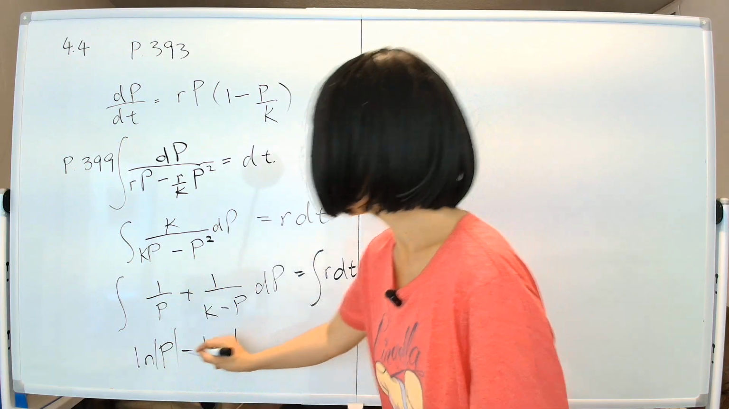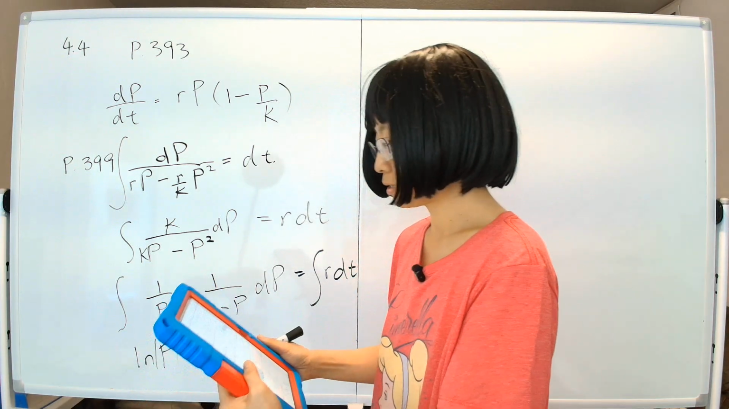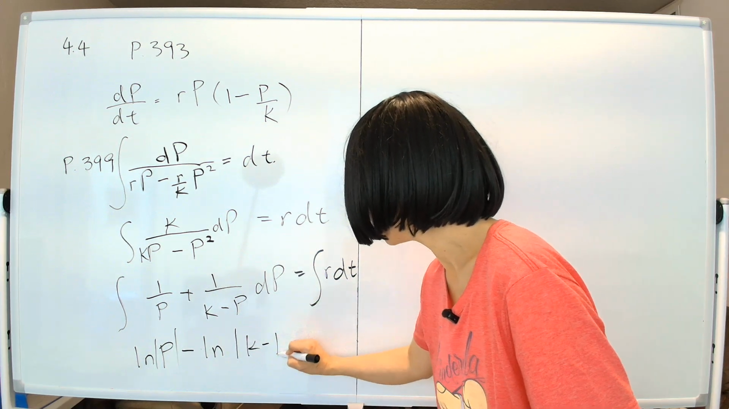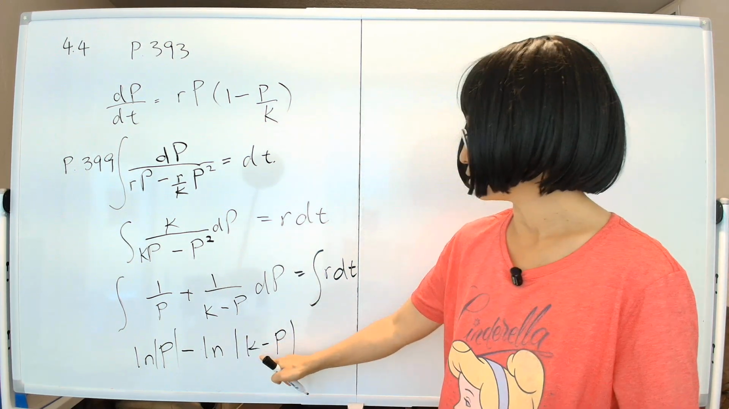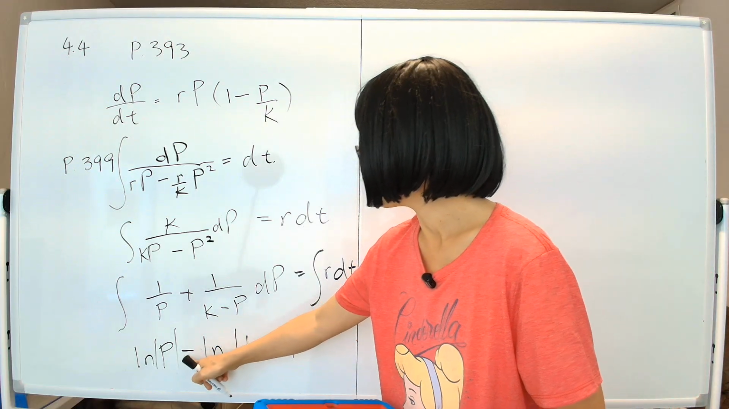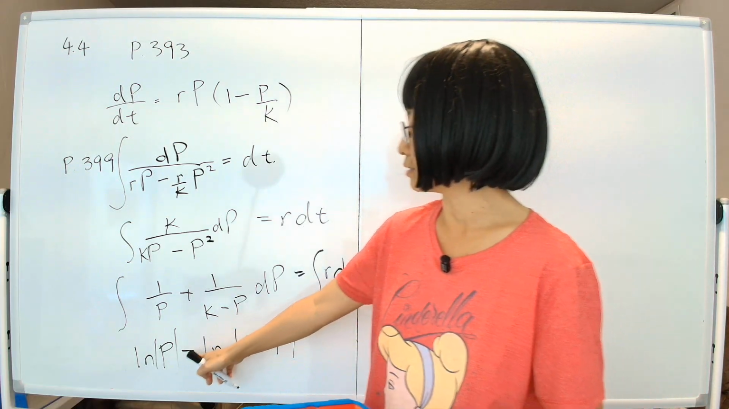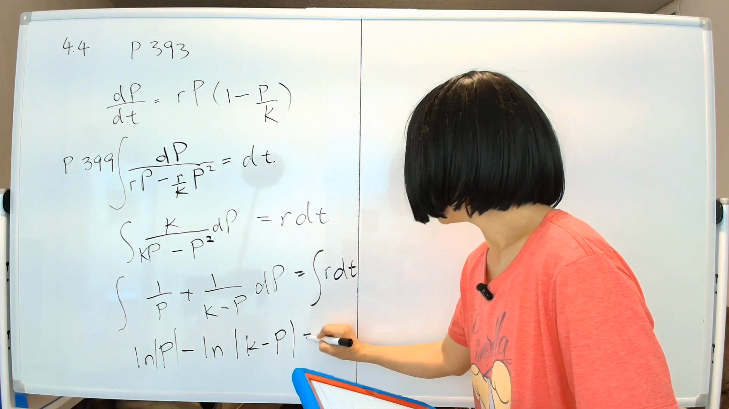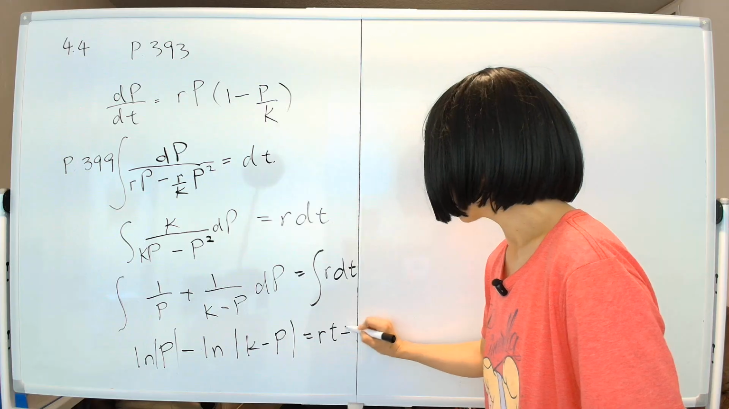this is a plus, and then that becomes a minus because we have natural log of k minus p. And because of the minus, when you take the derivative, there will be an extra minus, so that makes this thing minus instead. That's just a bit of a detail. And then equals rt plus constant.